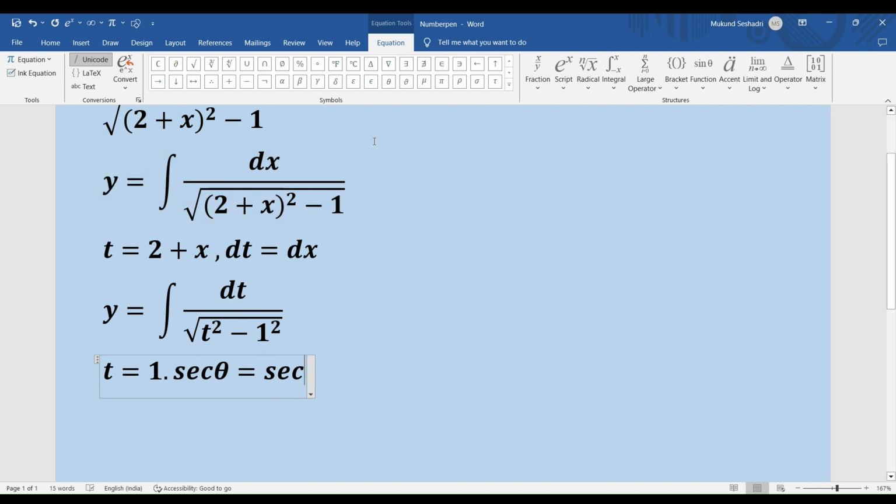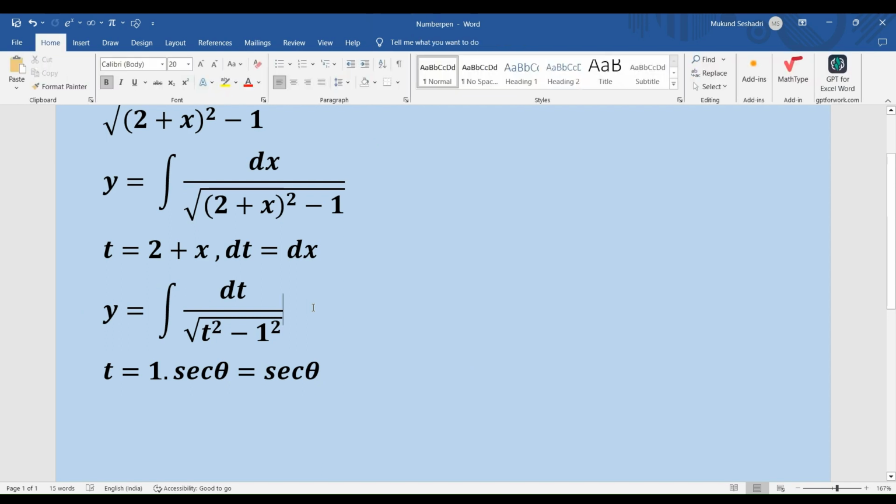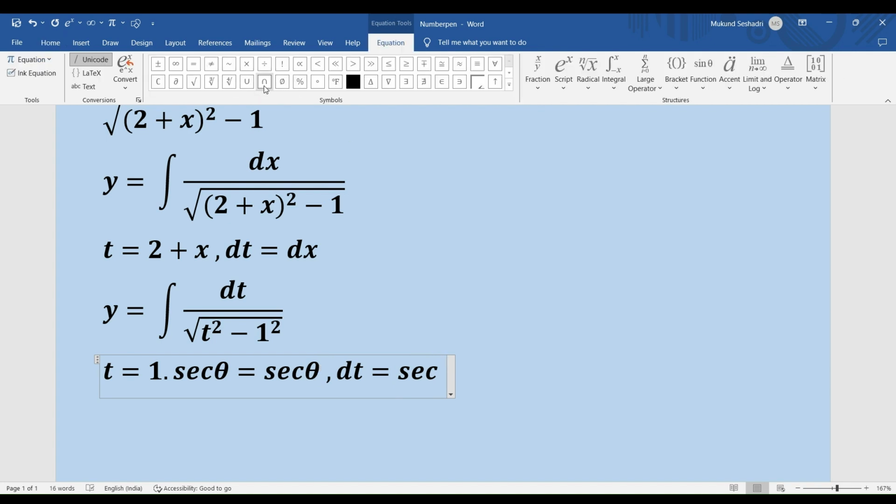I hope you folks are with me, and in case you've not understood any of the steps, do make a mention of that in the comments, and I'll be happy to support you. Right now, with this substitution, I know what is my dt. My dt is nothing but secant theta tan theta d theta, right? And this is something that I expect you to know from first principles, lessons we learned in differential calculus.